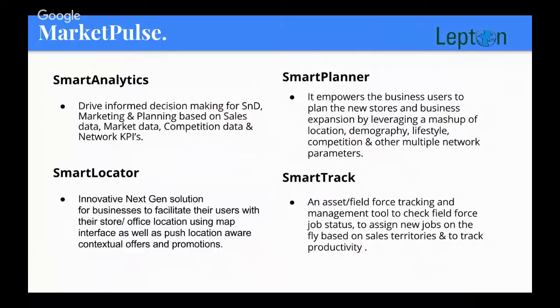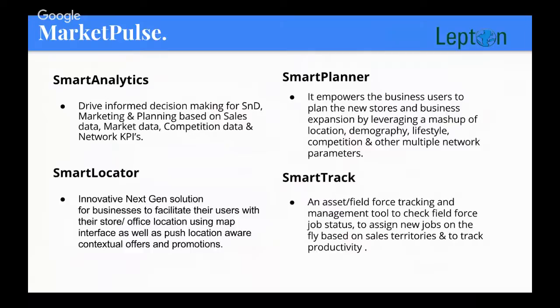Then we have another product called Smart Planner. This helps a lot of organization addressing a very simple question: where do I open my next shop? Where do I open my next dealer? How do I spend my marketing budget on specific audience? Where are those guys located? So here we plug in a lot of external data through our data practice. Market data, lifestyle data. It could be your own historic sales data, your competition data, and so on. I'll be showing you a couple of slides related to the same going forward.